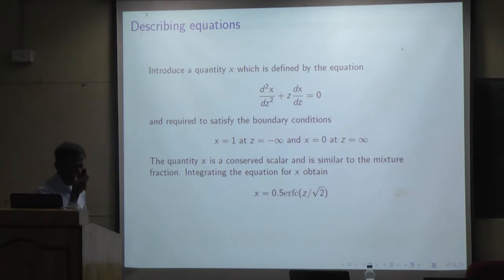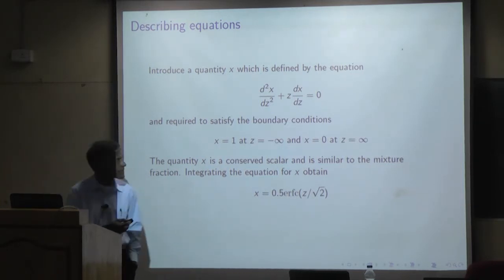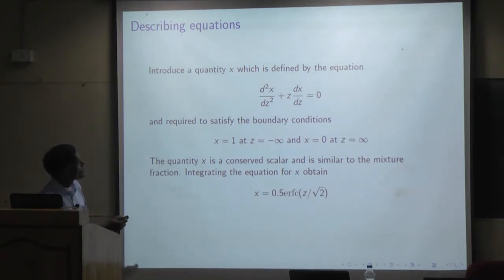This is a problem we looked at yesterday. It's a classical transient heat conduction type problem, and you see the solution to this. You can show that x depends on z in this particular fashion. So here, what I've done is simply define an x that satisfies this set of equations, and you find the solution to that equation as a function of z.